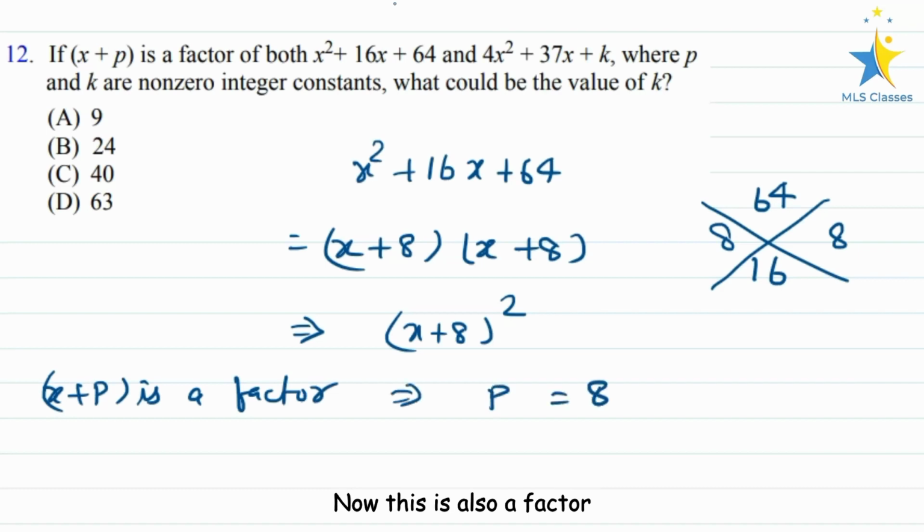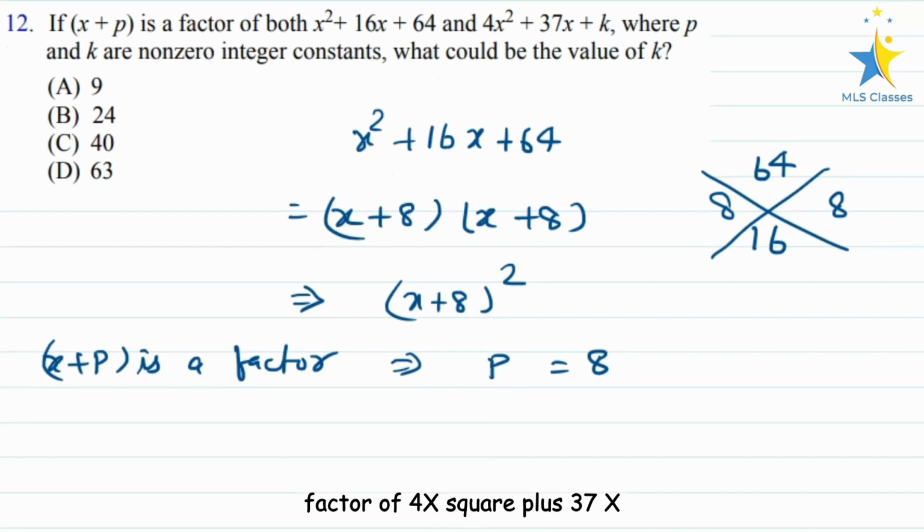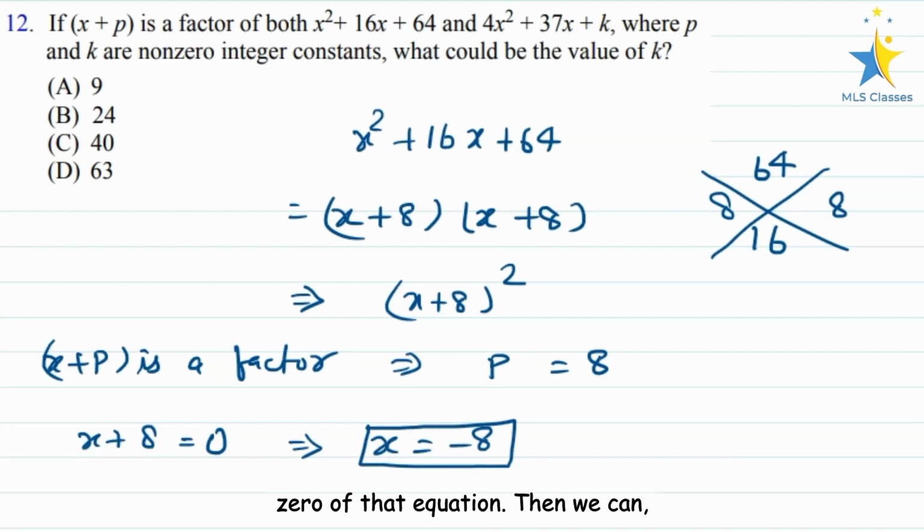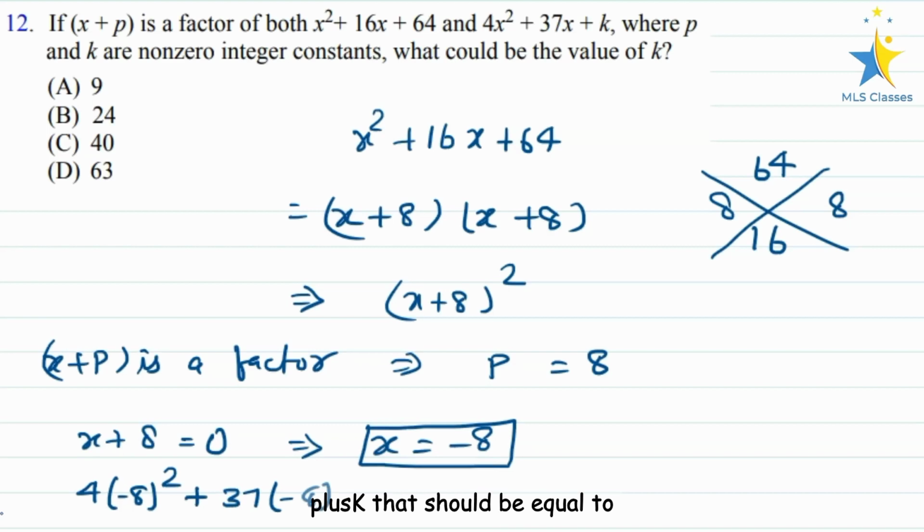Now this is also a factor of the second equation. So always remember, if x plus 8 is a factor of 4x square plus 37x plus k, that means x plus 8 equal to 0, so x equal to negative 8 is a zero of that equation. If this is a zero of that equation, then if we put this value in the second equation, we should get this equal to 0. So we'll simply put 4 times negative 8 whole square plus 37 times negative 8 plus k, that should be equal to 0.